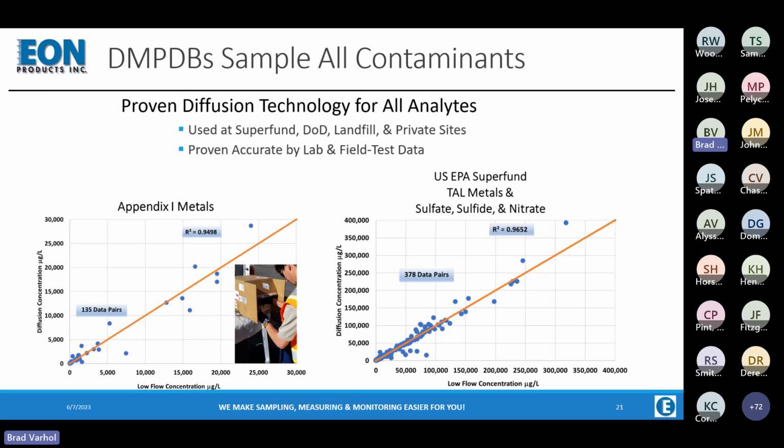So what we're showing here is that we have very close correlation to the sample results from low flow sampling and from using the dual membrane passive diffusion sampler.